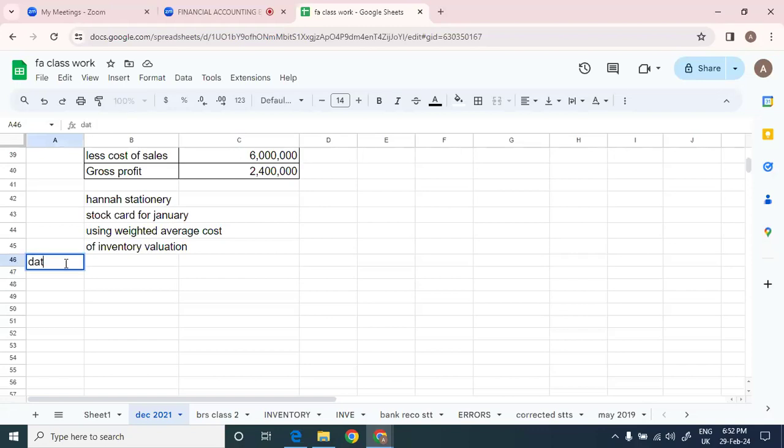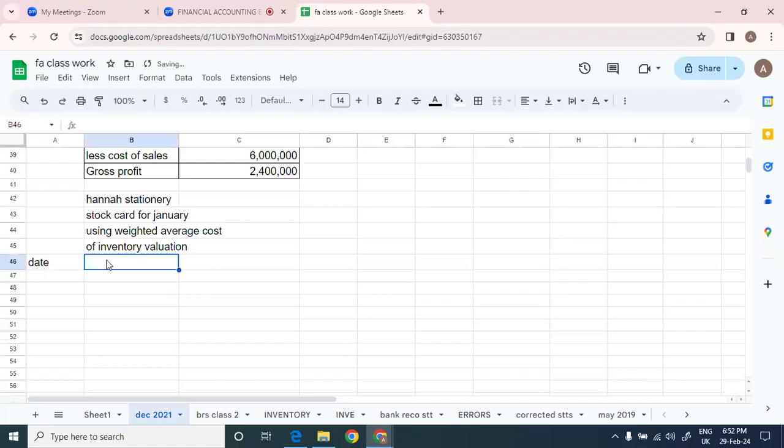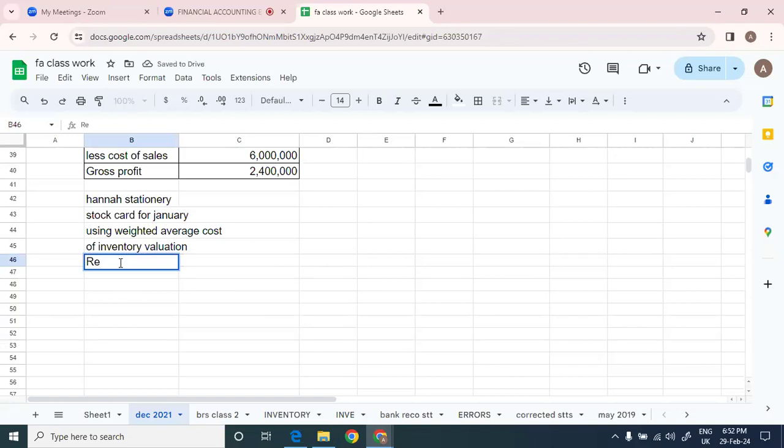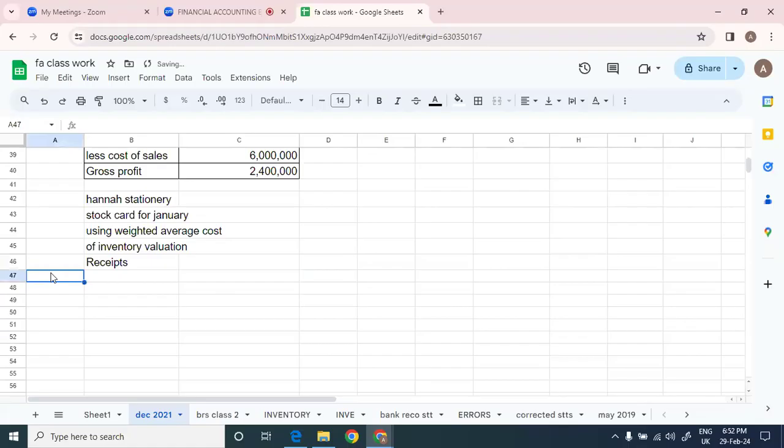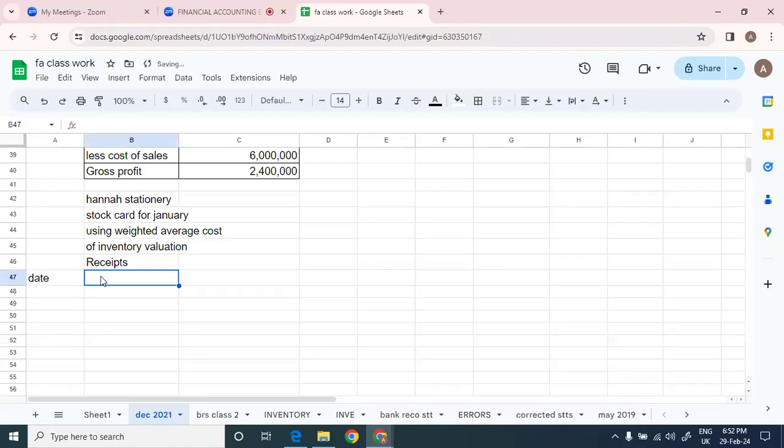Still, we put date, we put details. We start with our receipts, then down, we put our date, we put our details, we put our units, cost, then amount. Are we at par?